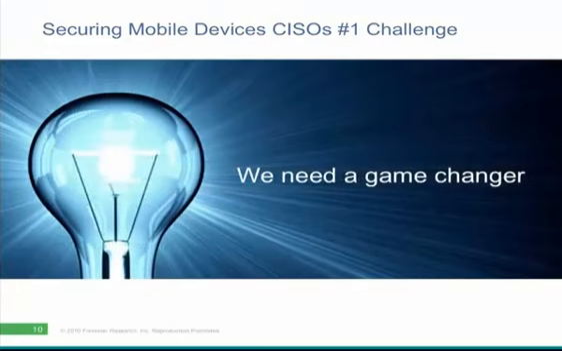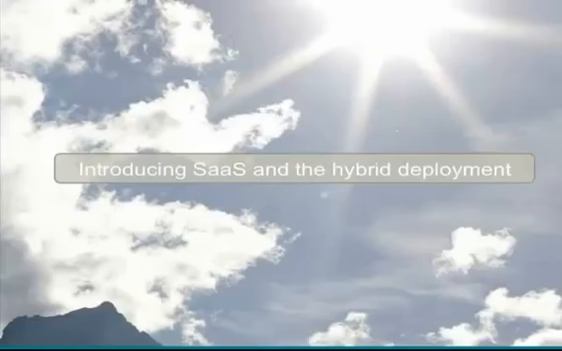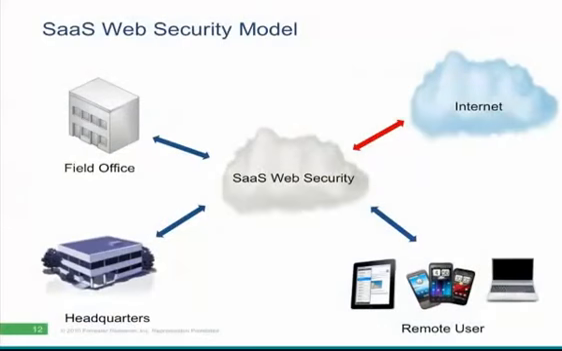Well, we need a game changer. And that game changer is going to be SaaS and the hybrid deployment. So let's talk a little bit deeper about the SaaS model and what this looks like. In the SaaS model, there are no appliances, there is no backhauling. Basically, everything goes to a SaaS cloud and is sent to the internet from there. So the field offices that had proxy appliances or software running at them now go directly to the cloud.